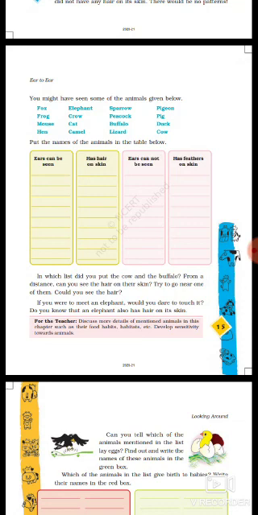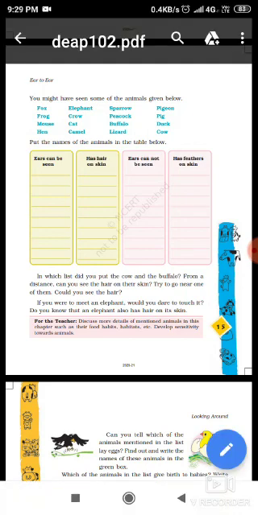So, what did you notice, children? Yes, those animals whose ears you can see have hair on their body. Now let us see how these animals increase in number.